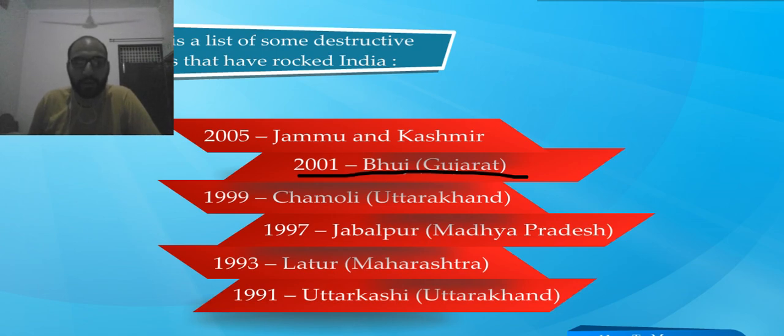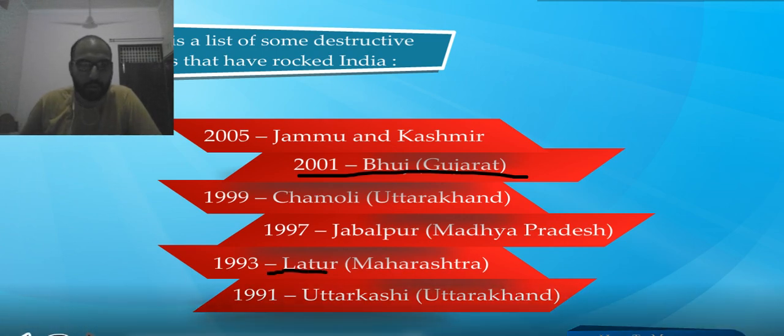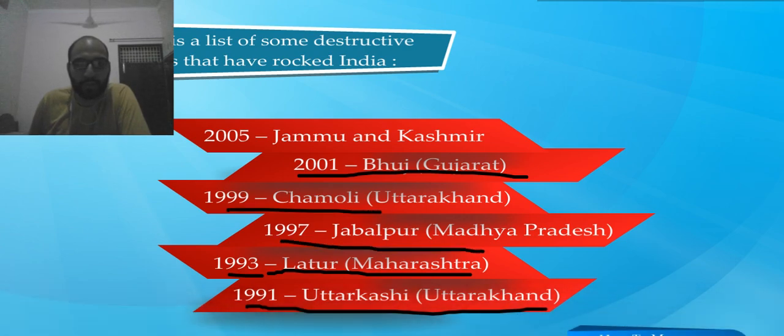We will study the case study. Latur was also in 1993 in Maharashtra, which is not in the Himalayan regions. But some of the important ones given here are in 1991 Uttarkashi in Uttarakhand, 93 Latur, 97 Jabalpur, Madhya Pradesh, 99 Chamoli, 2001 Bhuj, and 2005 Jammu and Kashmir. Now, I hope you know that Jammu and Kashmir is not a state, it has turned into a union territory, and Jammu and Kashmir is divided into two union territories. One is Jammu and Kashmir and the other is Ladakh. Okay, so you just have to remember this, where Uttarkashi actually is, where Latur is, and where Jabalpur is. There could be a map question regarding this option.